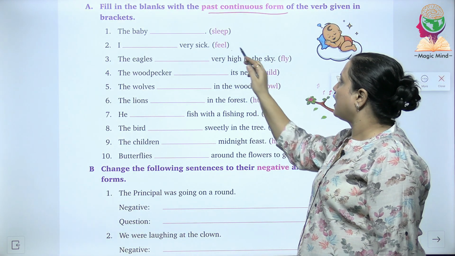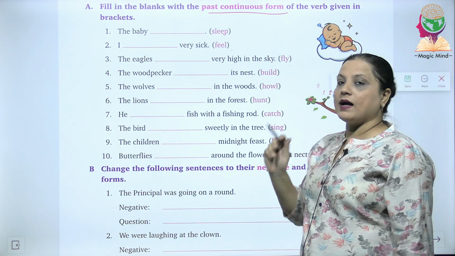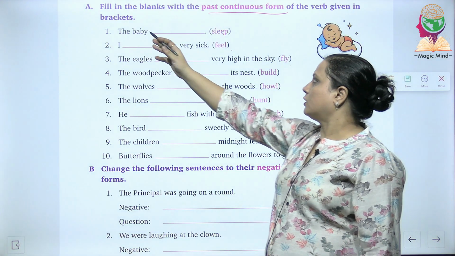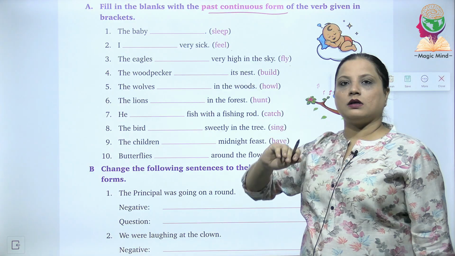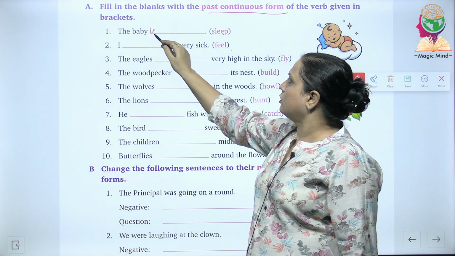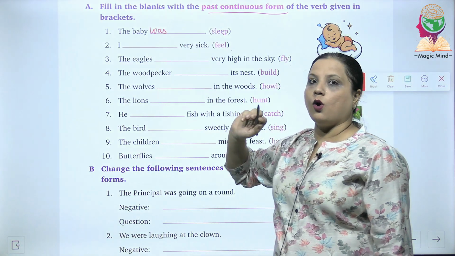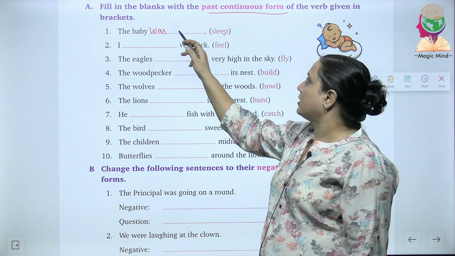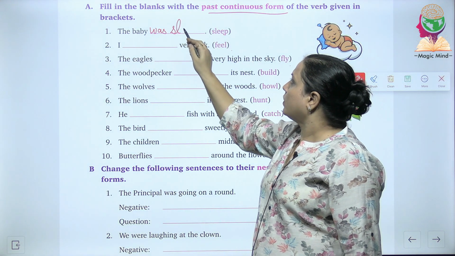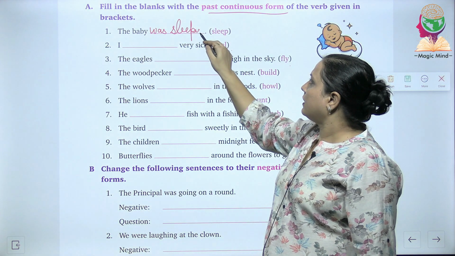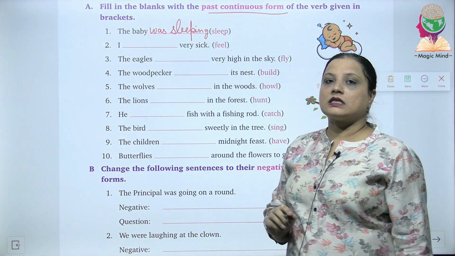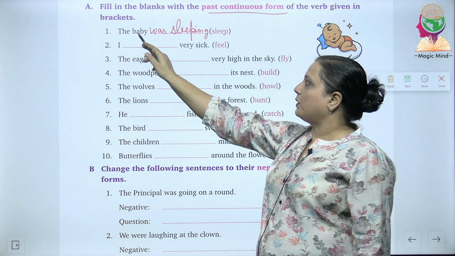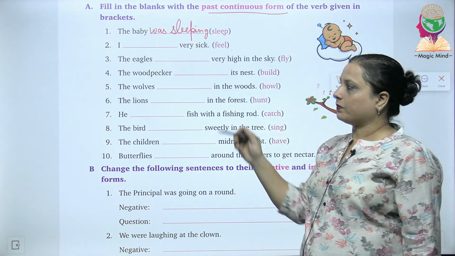The verb is given in the brackets. You have to write the past continuous form for the same. Let's begin with the first sentence. The baby dash. Now what will here come? The baby, it's a singular subject. We will use was. The baby was. And what kind of verb we will write? We will write the base form of the verb along with ing. So here it changes into sleeping, and hence what is the sentence now? The sentence is the baby was sleeping.